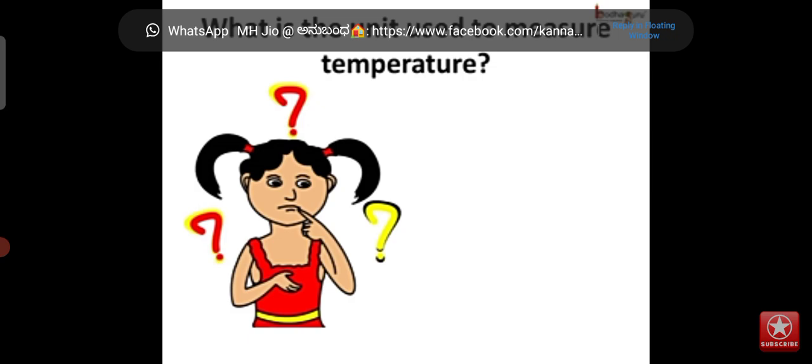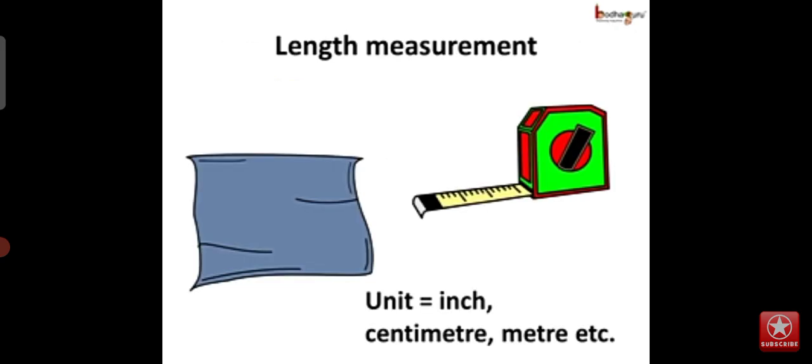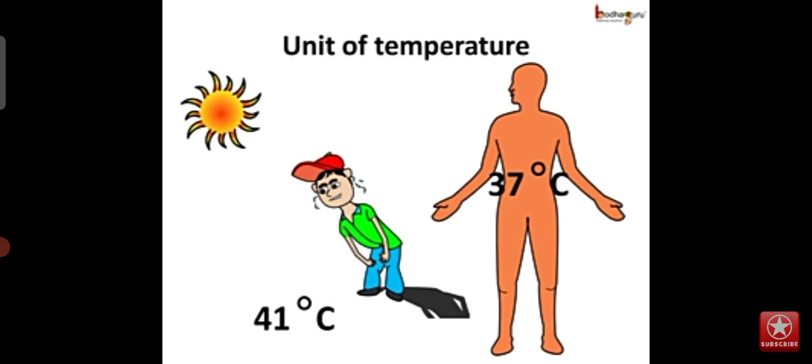Now, the thermometer is used to measure temperature. But what is the unit of temperature? Just like we have different units to measure length, say inch, centimeter, meter, etc., we have different units to measure the temperature. One unit of temperature is degree Celsius.